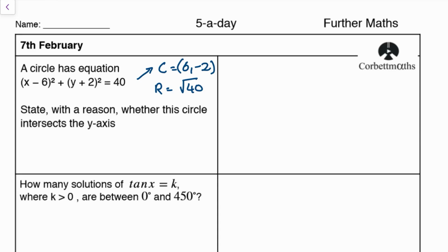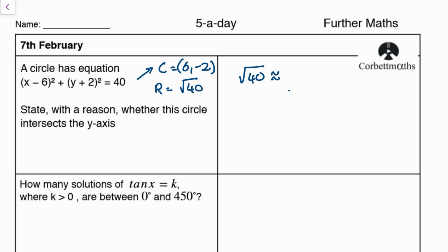Now, a quick diagram will help me explain this better. So (6, -2) goes across 6 and down 2. So it's somewhere here, right? Intersects with the y-axis. So in other words, I need to see whether the distance from the centre to the y-axis is less or more than the square root of 40. In fact, I don't need to do a lot of working here, do I? The square root of 40 is going to be more than 6 and less than 7, but let's write it down anyway.